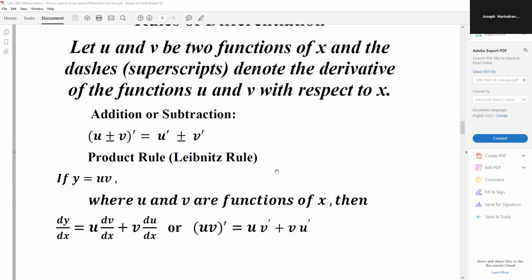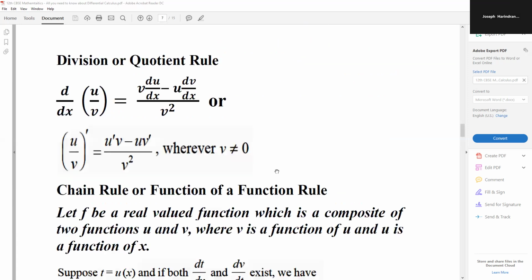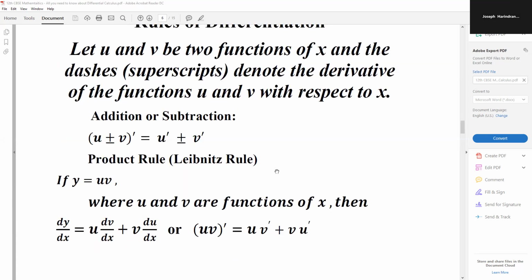Product rule is also known as Leibniz rule. If y is equal to u into v, that is the product of u and v, the two functions of x, then we have dy by dx is equal to u into dv by dx plus v into du by dx, or uv the whole dash is equal to u v dash plus v u dash. This is the very important rule known as product rule, where the multiplication of two functions of x is being differentiated.